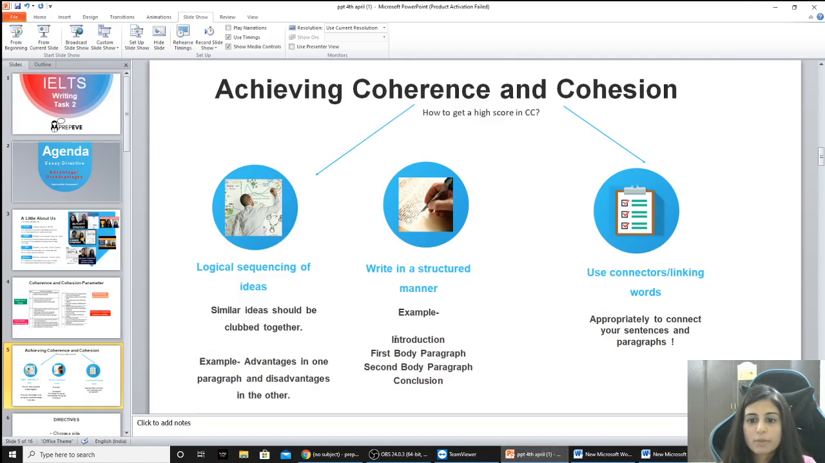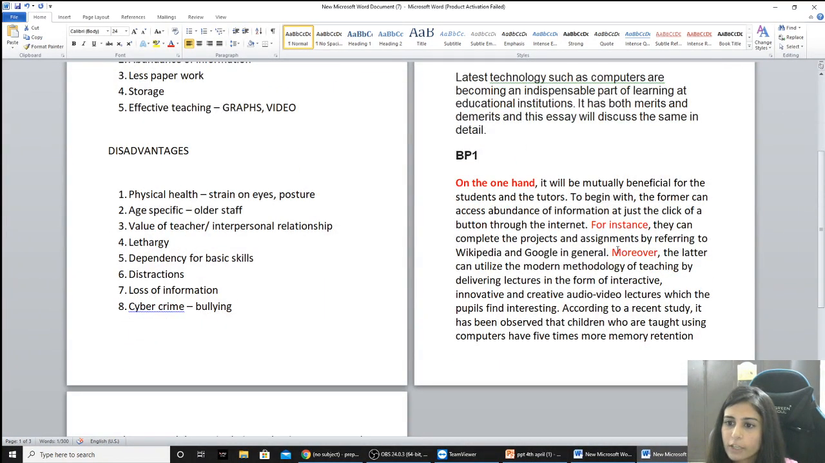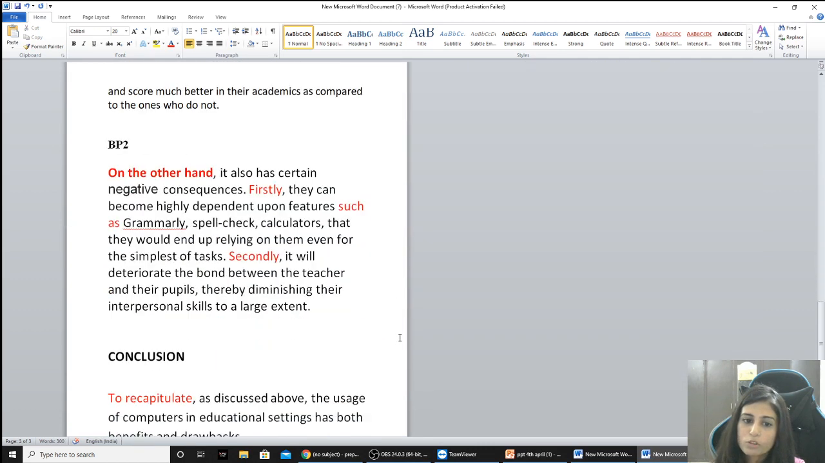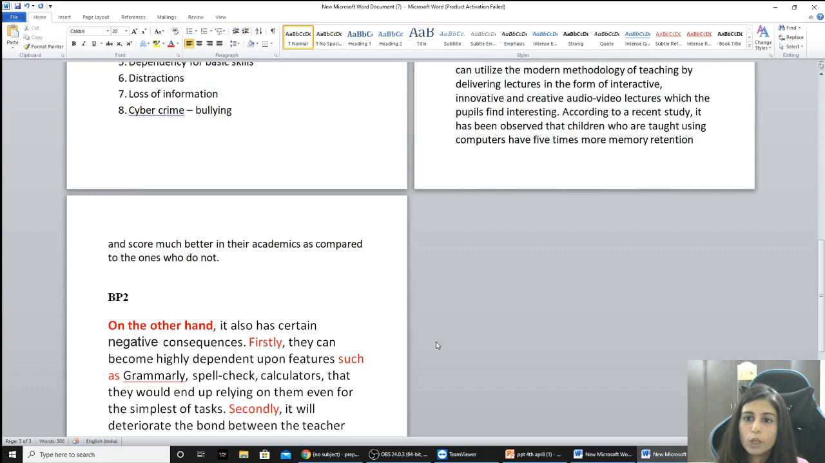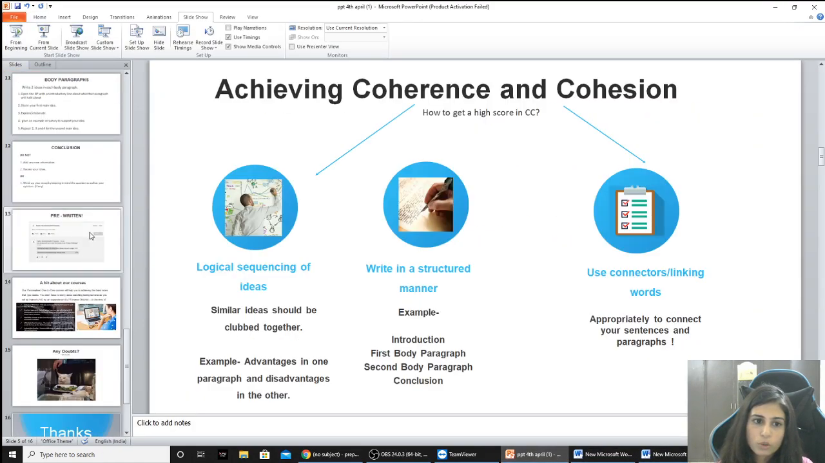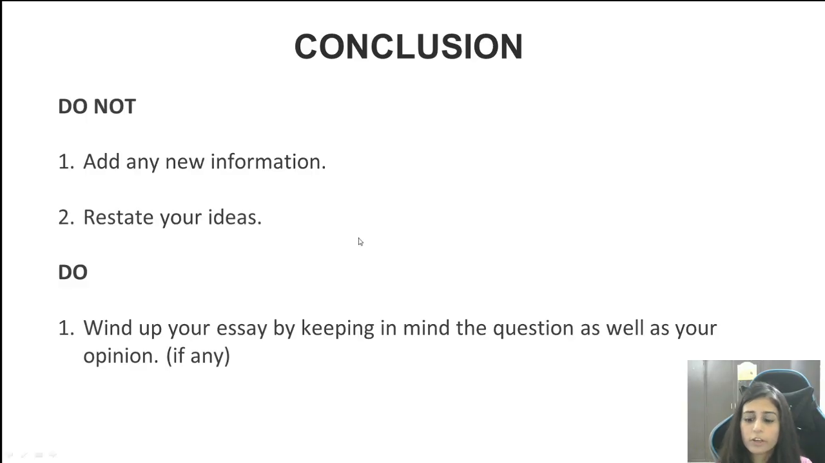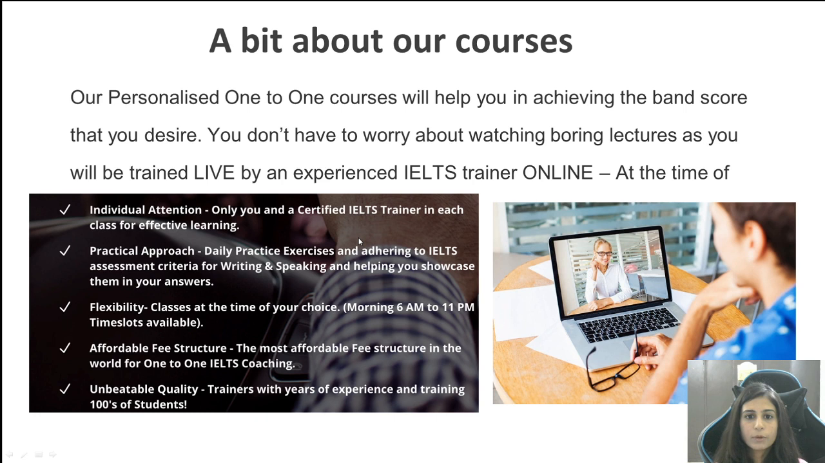Write in a structured manner. We have also dealt with this. We have written in a very structured manner. And lastly, we have also used connectors. I've highlighted all the connectors that have been used, more or less all the connectors. So these are the connectors that we have used. So this is how your essay will look like. And that's about it for today. So this was your conclusion for the last time. You can have a look at it here. And thank you so much.